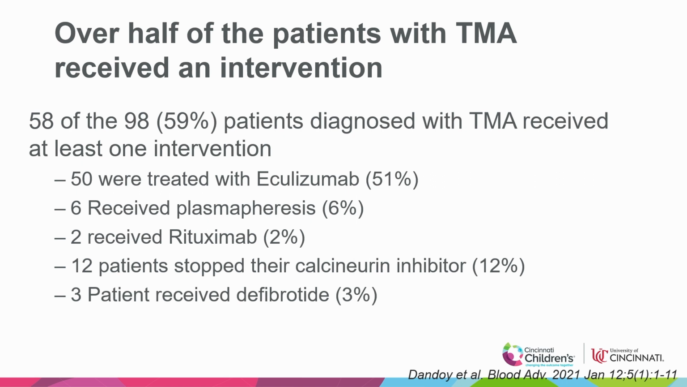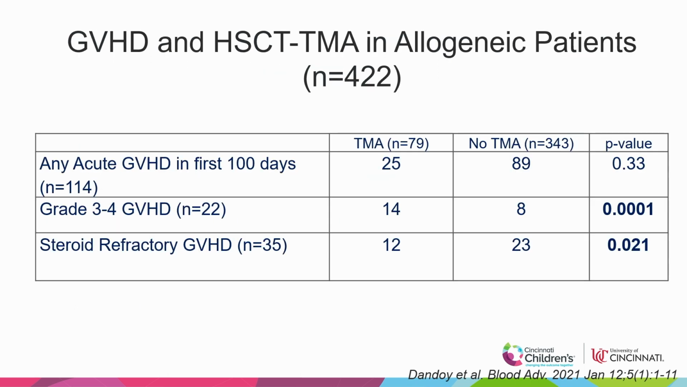58, and we didn't tell people what to do with the information. If you diagnose, do whatever. We are assessing incidence and outcomes. So 58 of the 98 received eculizumab or some other sort of therapy. We saw a significant association of TMA with steroid refractory graft versus host disease, not just grade 1 and 2 GVHD, but grades 3 and 4 GVHD.